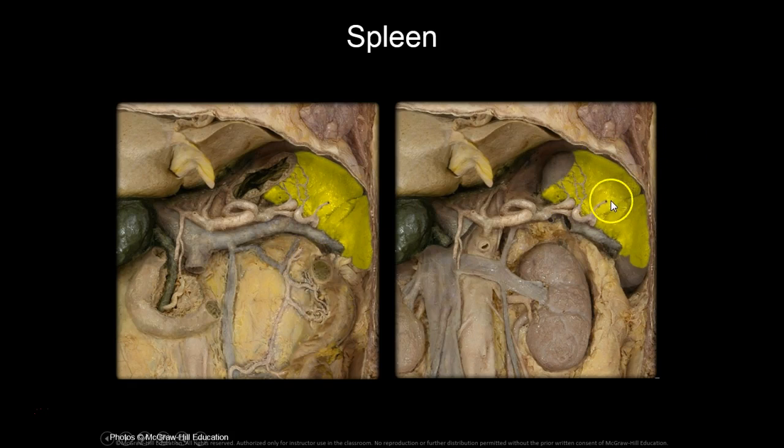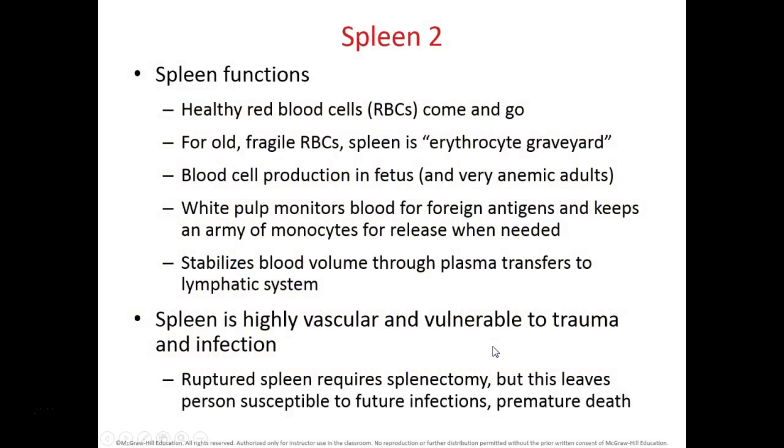All right. So here's showing the spleen. Right, it's up kind of in the corner, and in our models, it's up in the little corner there, the spleen. The functions of the spleen are red blood cells. They come and go through the spleen, but old fragile red blood cells are removed here in the spleen. So this is why it's called the erythrocyte graveyard or red blood cell graveyard.